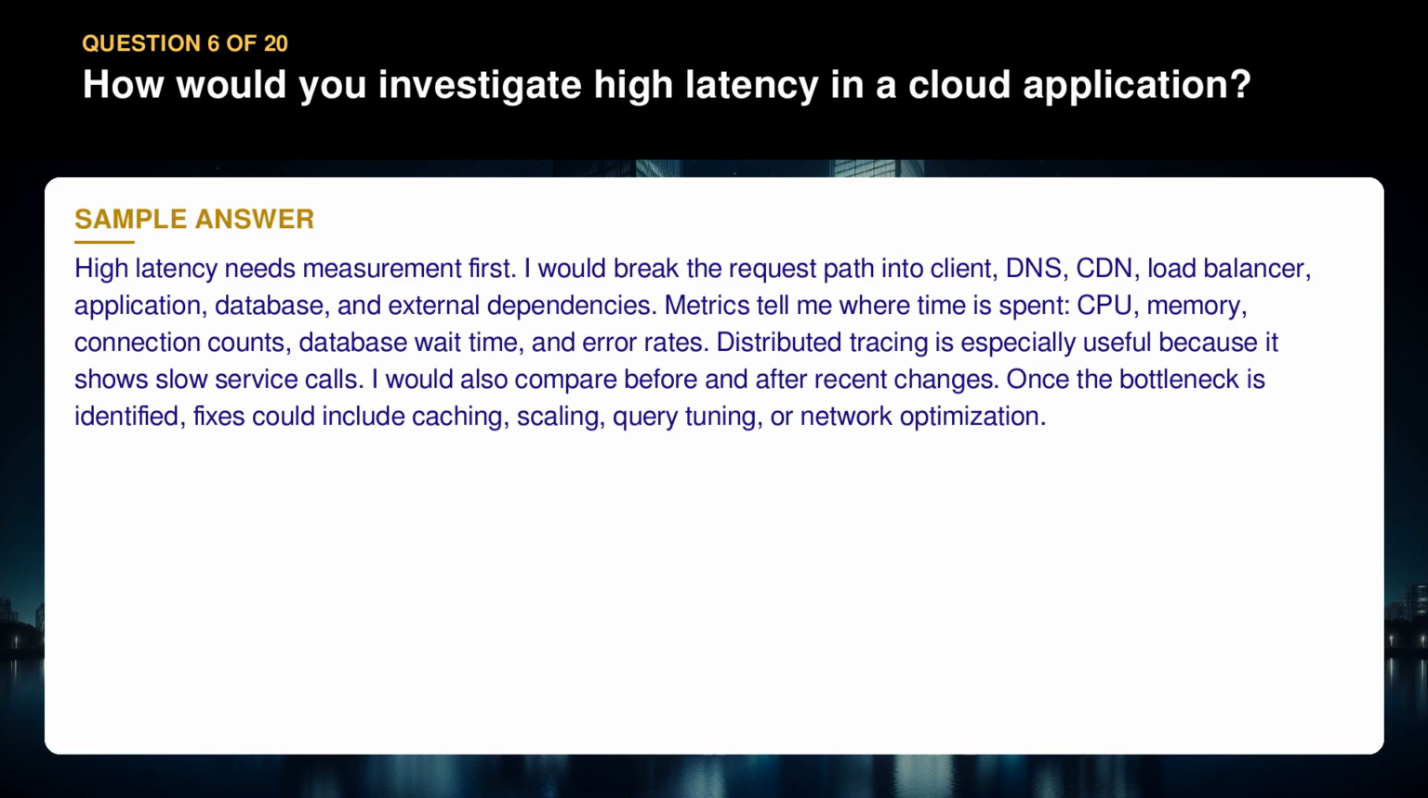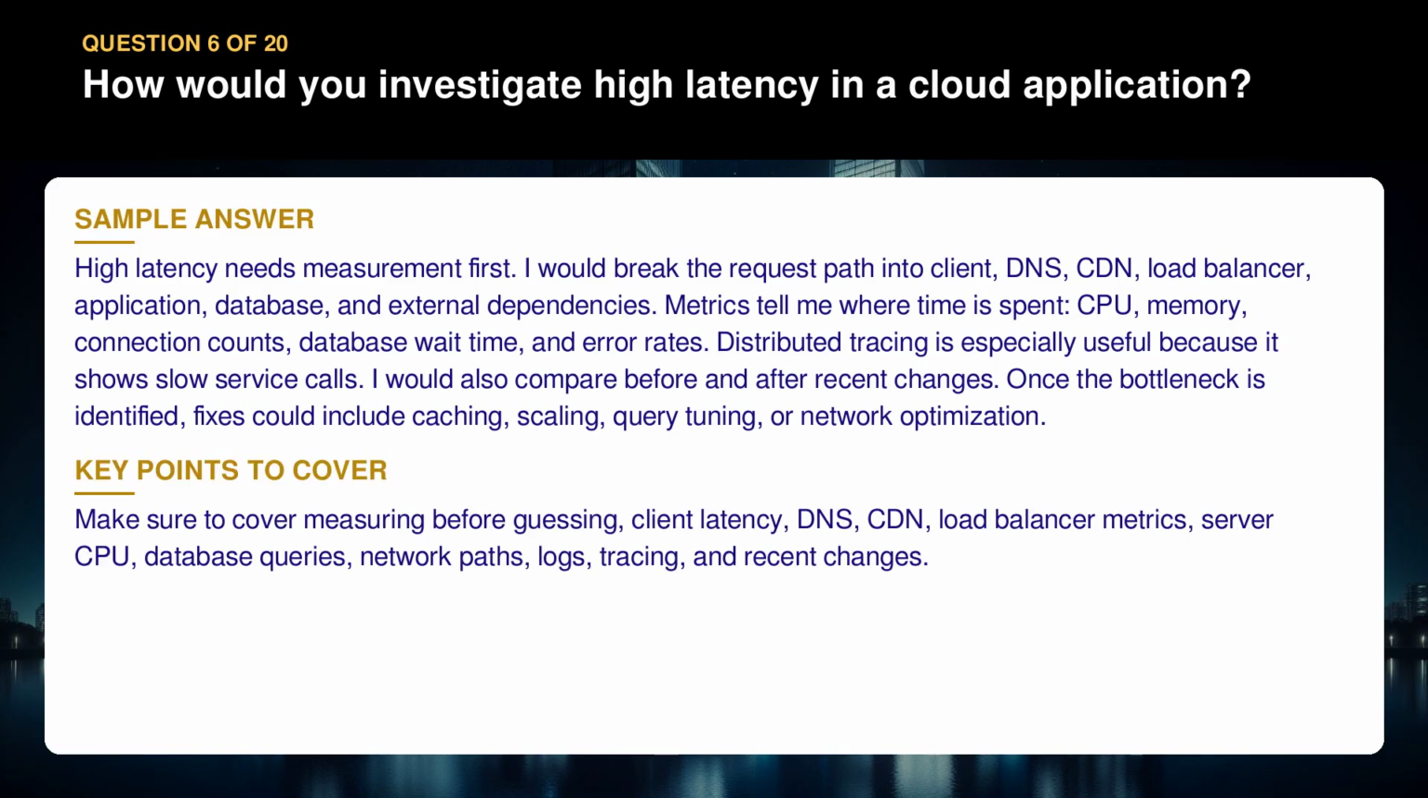Distributed tracing is especially useful because it shows slow service calls. I would also compare before and after recent changes. Once the bottleneck is identified, fixes could include caching, scaling, query tuning, or network optimization. Make sure to cover measuring before guessing. Client latency, DNS, CDN, load balancer metrics, server CPU, database queries, network paths, logs, tracing, and recent changes.